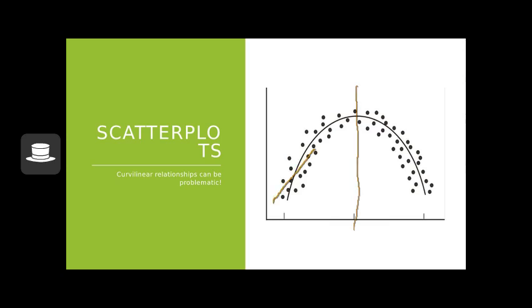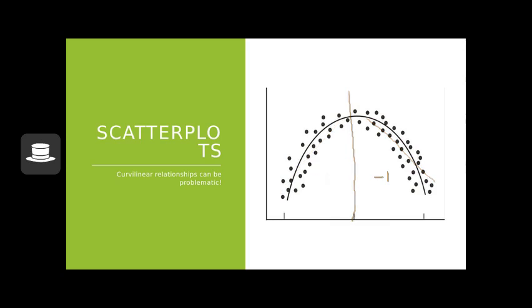So if I look on this side, then I have an R of +1. If I look at this side, then I have an R of -1. So by restricting the range, I can see that there actually is a curvilinear relationship.